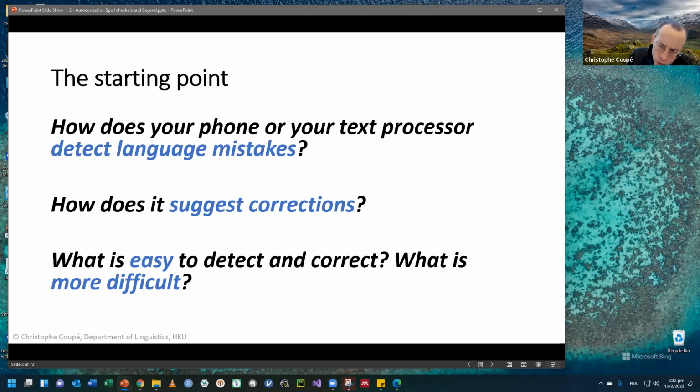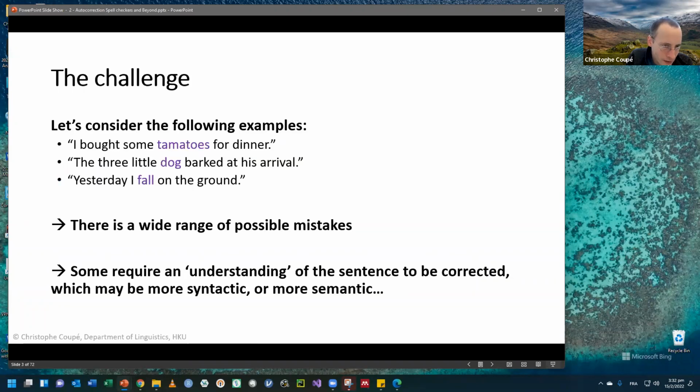And we can also wonder what is easier to detect and correct and what is more difficult. So I would like to try to answer these questions so that you understand how the systems work. And we all use these systems every day, okay? That's part of natural language processing, but it's a rather preliminary stage when you try to process errors, at least when it comes to text.